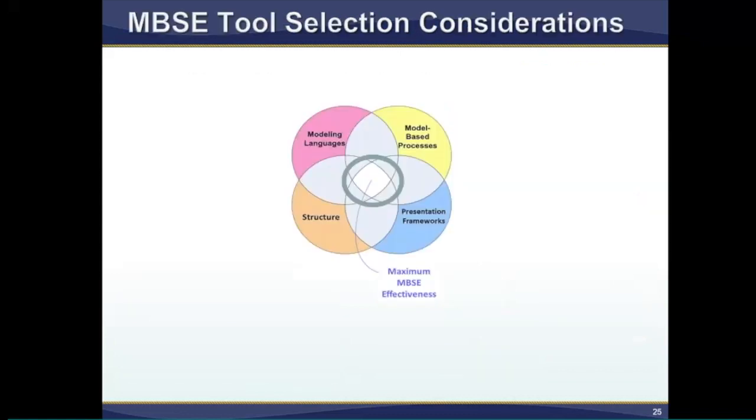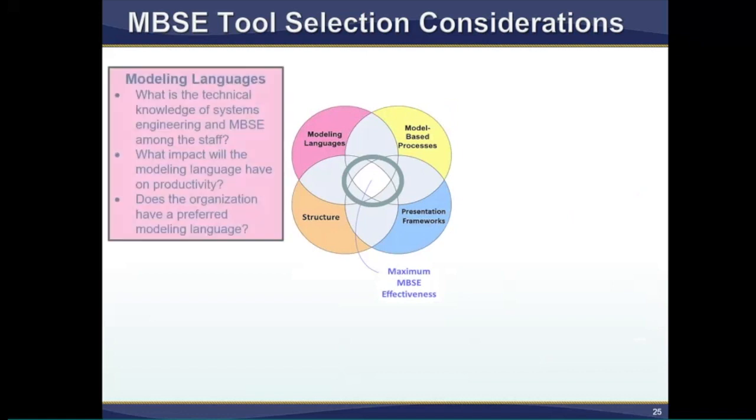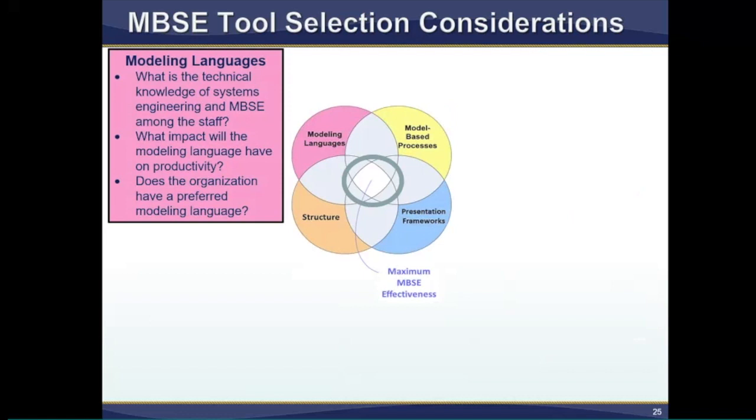So we have a paper coming out during another forum in April, and a colleague and I started looking at what are the different criteria that we should worry about when we start looking at model-based systems engineering. So one of them is, what is the technical knowledge of the systems engineering staff when it comes to modeling languages? What impact is implementing that language going to have on productivity? And does the organization already have a preferred language?